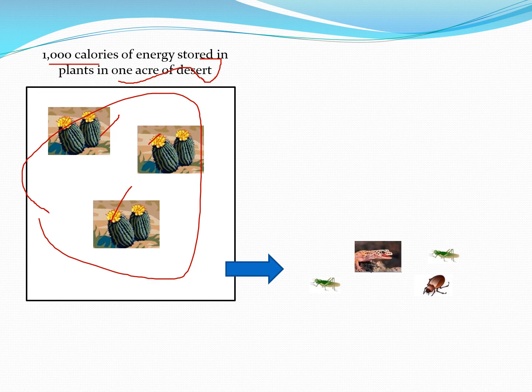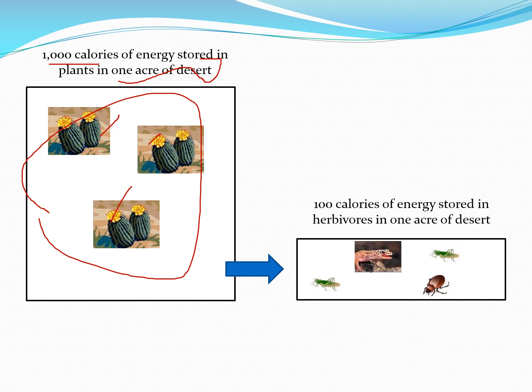And I could mass it, measure the calories in it. Scientists say I would only end up with about 10%. 100 calories of energy would be stored in those herbivores. So where did that other 900 calories go?